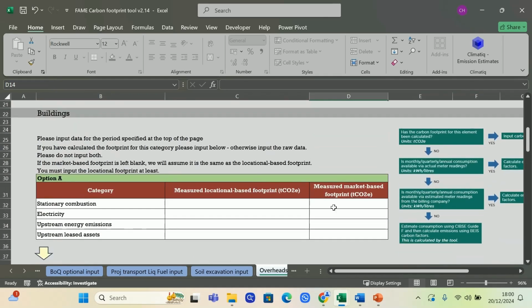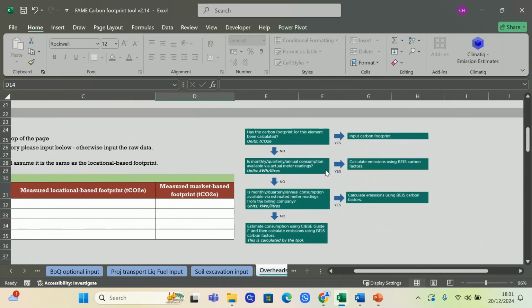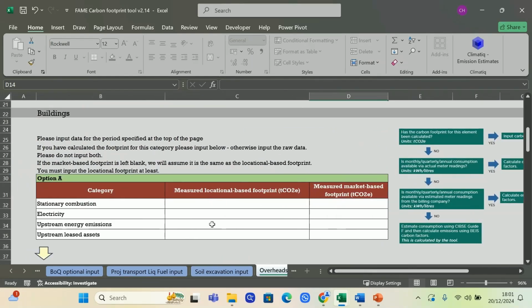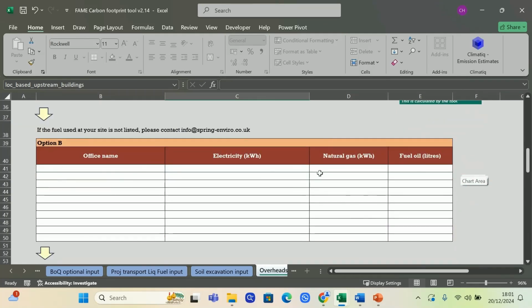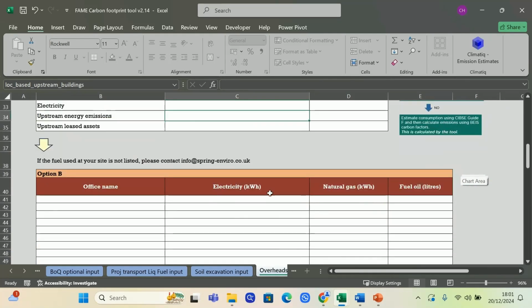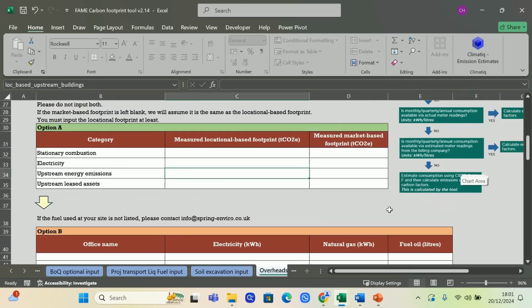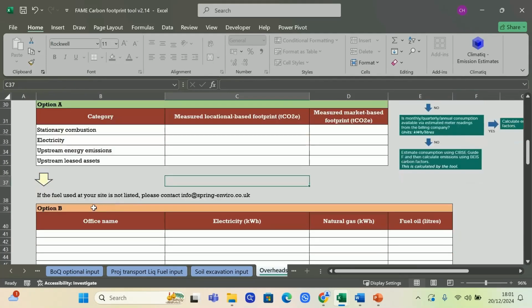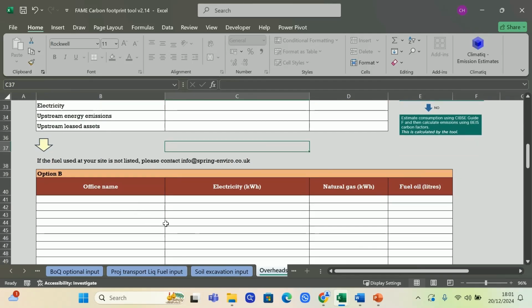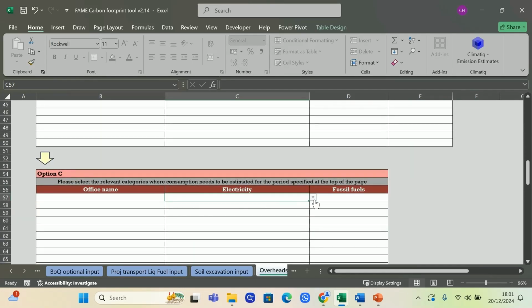So moving on to buildings. If we look at the flowchart, first ask, do you already calculate your carbon footprint for this element? If so, then you can just input that here. These are the 4 categories that need to be included. If you do not have this, then do you have your monthly, quarterly, annual consumption available via actual meter readings? And these will be input here. If that's not possible, then estimated meter readings are good. And if you do not know your metered electricity consumption, then you can instruct the tool to make estimates using the bottom one here.